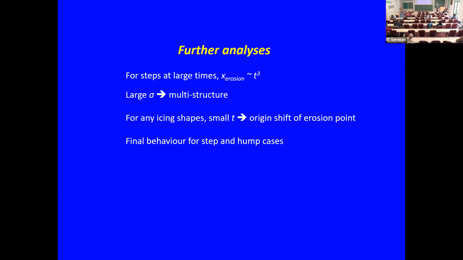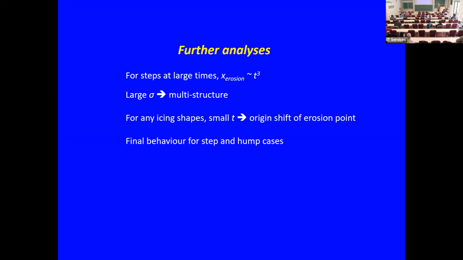Okay, there are certain further analyses you can do. You can show that as time goes on, the erosion point for steps increases like t cubed, so it's quite fast movement of the front. The large Stefan number we took was 5, typically 7 to 13 is perhaps more realistic, but if you want to, you can analyze large sigma, and that gives you a multi-structure, as the thermal layer is much thinner than the boundary layer.